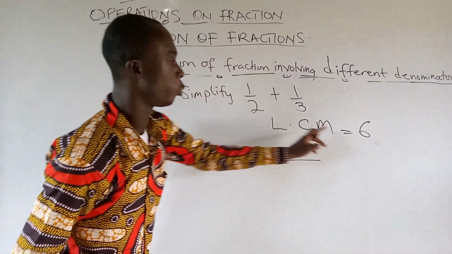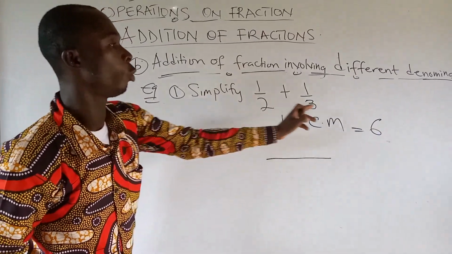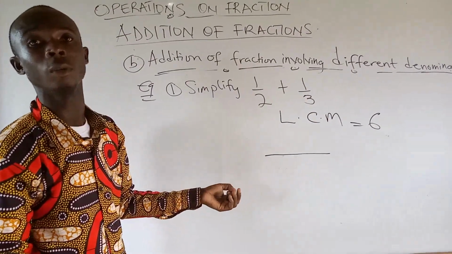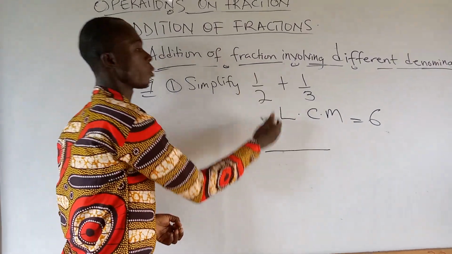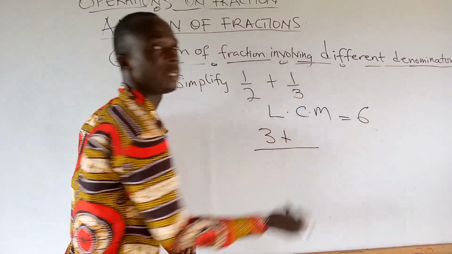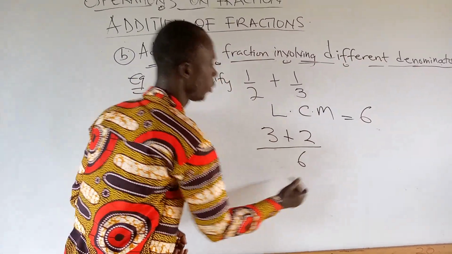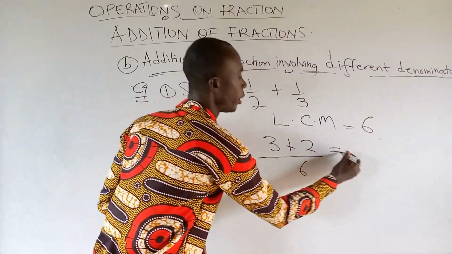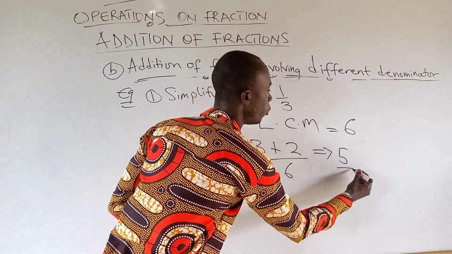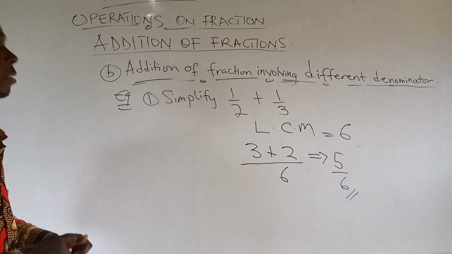So you bring your division sign. 2 goes into 6, how many? 3. Because 2 people going to share 6 oranges, each one will get 3. 3 times 1 is what? 3. Plus 3 goes into 6, how many? 2. 2 times 1 is what? 2. So 3 plus 2, we are getting what? 5 over 6. This is our final answer.